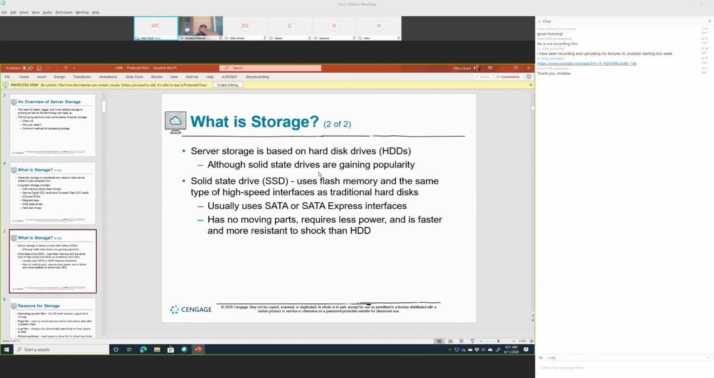So, but IDE is gone a long time ago. Now, what's the difference between HDD, hard disk drives, and SSD? Well, some people say, okay, the hard drive has mechanical components in it, and the SSD is like a memory, like a flash memory. That's the SSD.